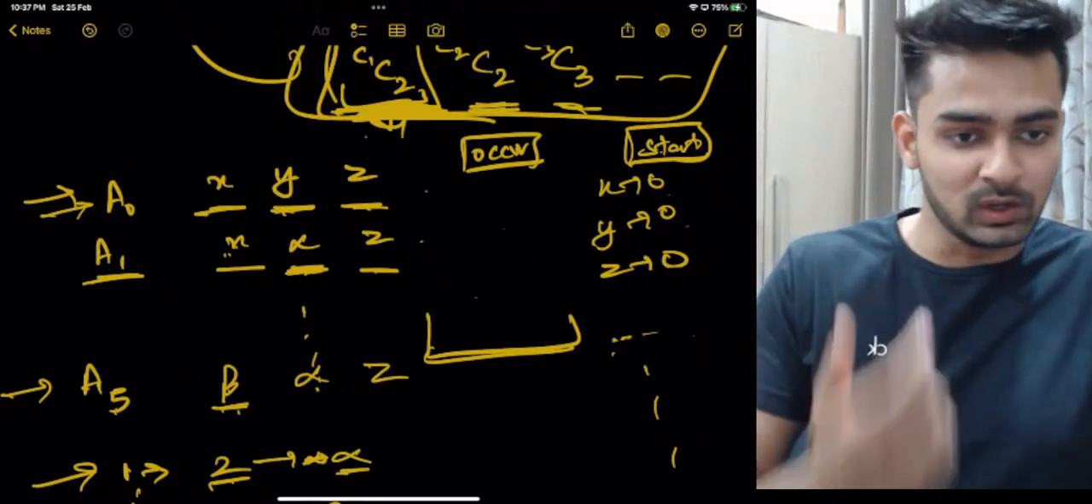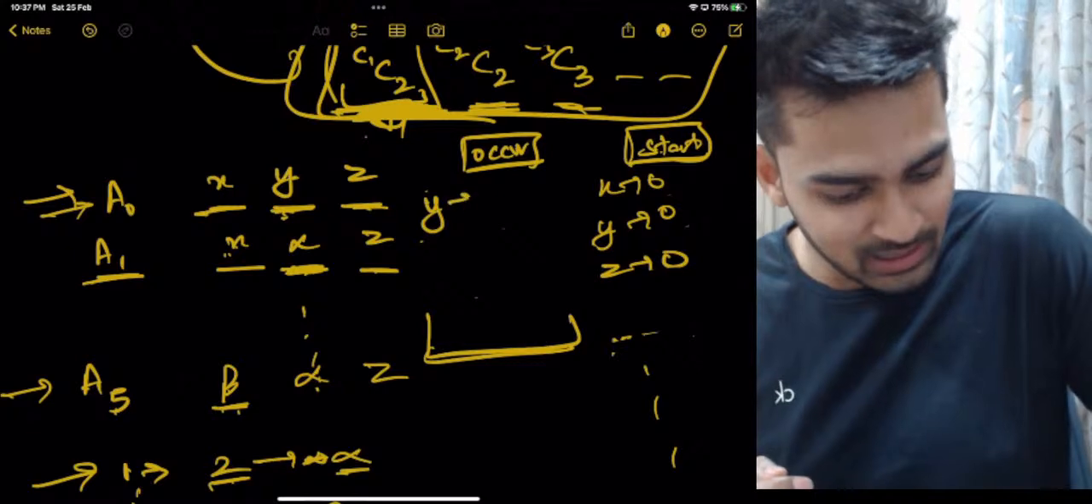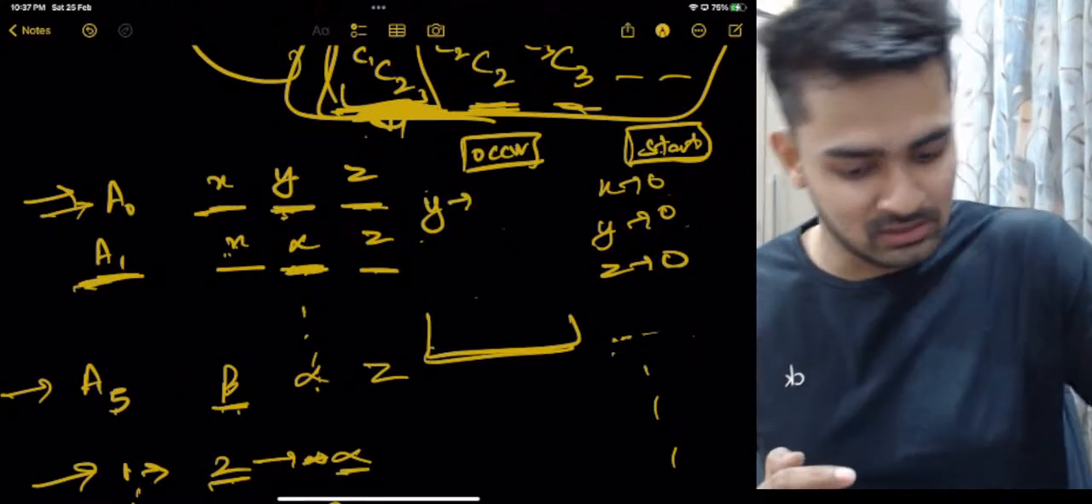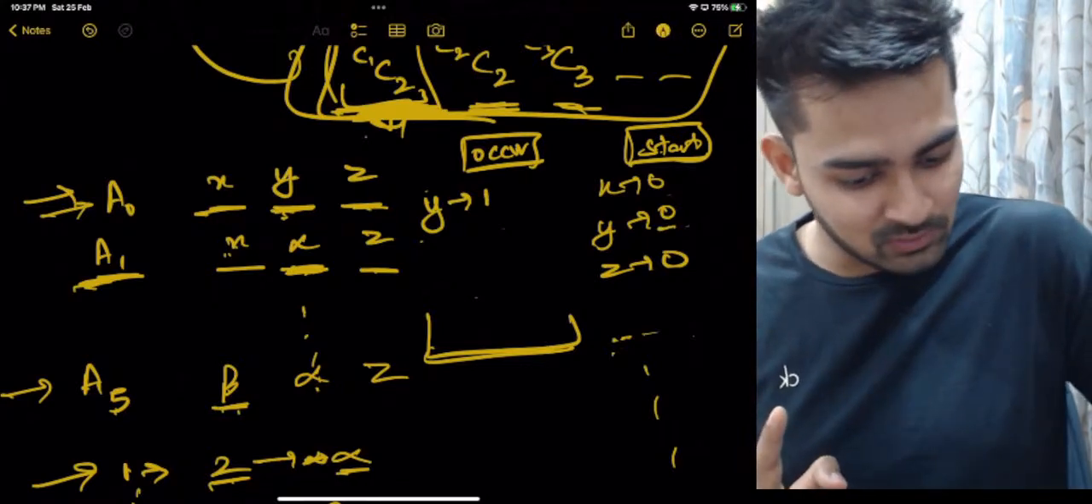First, I need to see what value was already present at second index. Y was present. So I'll say Y occurred from, what is the current array I'm at? I'm at the first array, which is the first operation. Y occurred till 1 and it started from 0. So 1 minus 0.